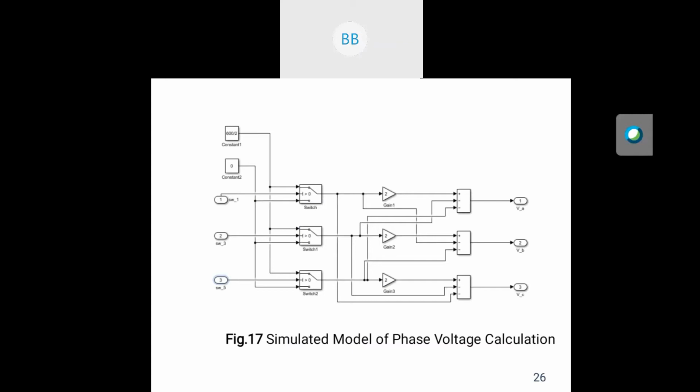If we consider the first switch, when the first switch is on, then we have to consider VDC by 2, that means 600 by 2. We have taken the DC voltage source as 600 volt. After that, if switch 1 turns off, then it will be 0. So in this way, the other phase voltages VA, VB, and VC are calculated.